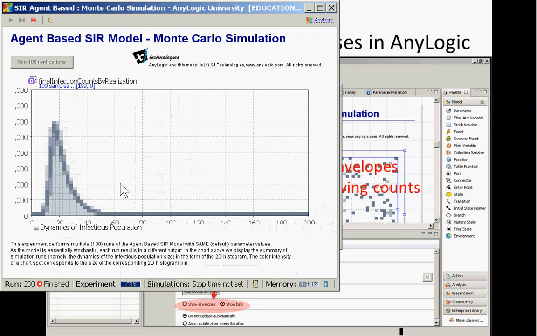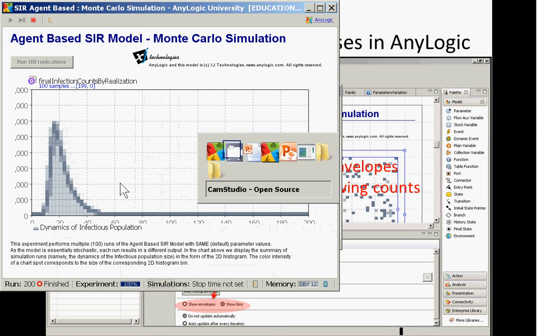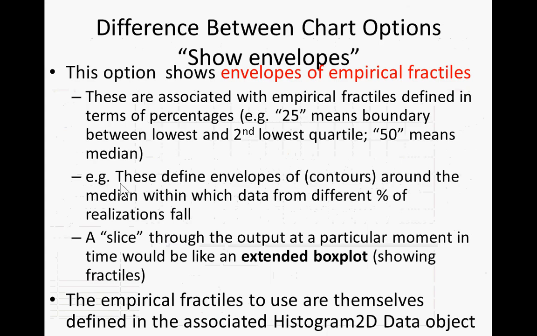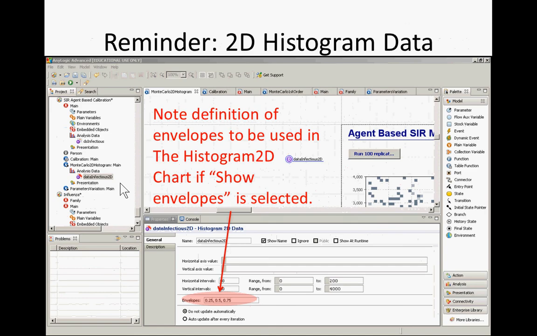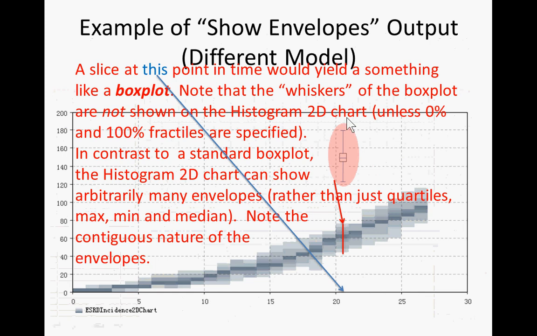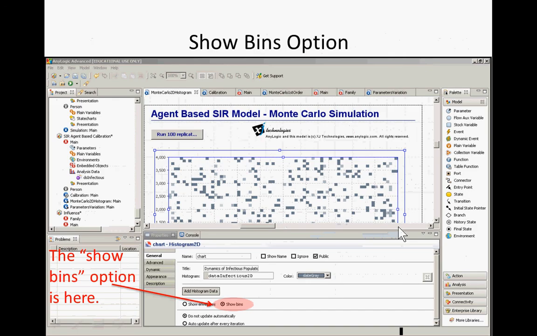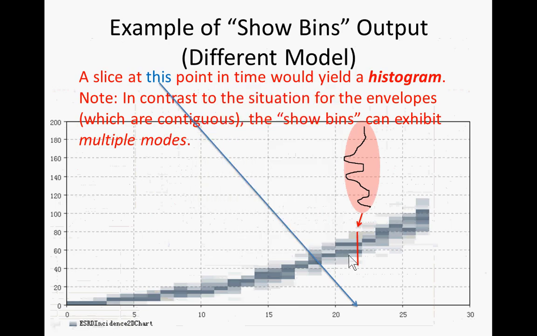Okay, and that's another way of summarizing the data, having more to do with the empirical fractiles, close conceptually to quartiles. So these are envelopes of empirical fractiles, and we could think of this as a slice into it that would look like a box plot, showing the quartiles. You could slice through it and you'd show these intervals. Meanwhile, bins would be more something like this. If we showed the bins, you'd actually get the histogram shown for a given slice. You'd have a histogram that looks something like that, which approximates some distribution. And the more you run it, the better it will approximate the underlying distribution. Okay.